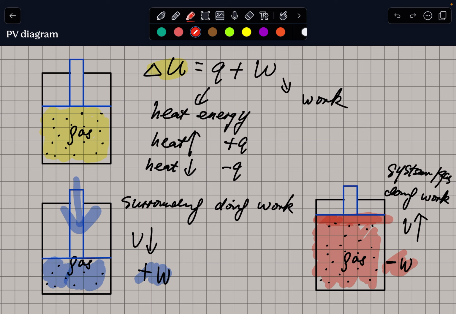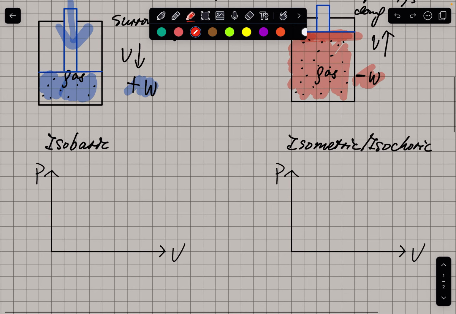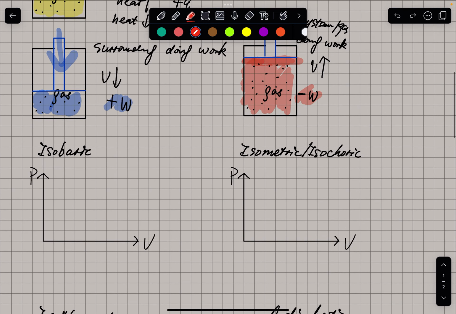On the MCAT, one more thing I want to say: if the equation given is delta U equals Q minus W, that is okay. It doesn't matter what the original equation looked like. You just assign the plus and negative signs according to the rationale we just discussed, okay? All right, now let's move on to the PV diagrams, okay?